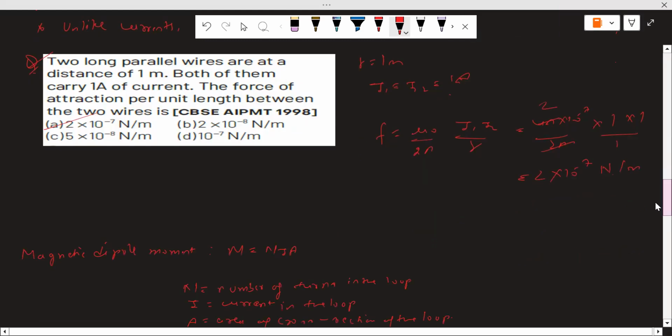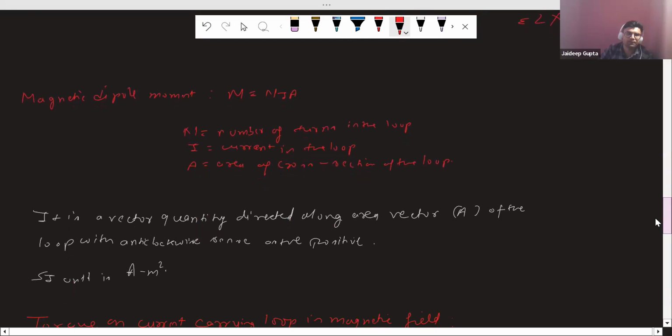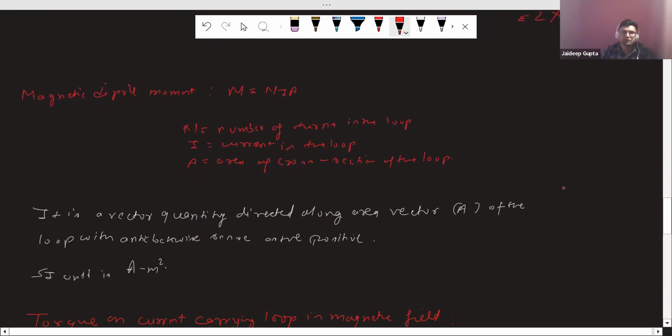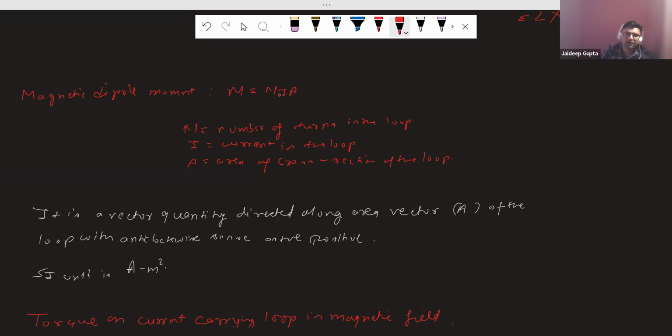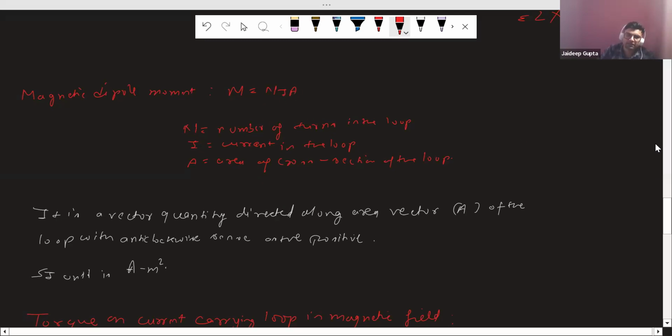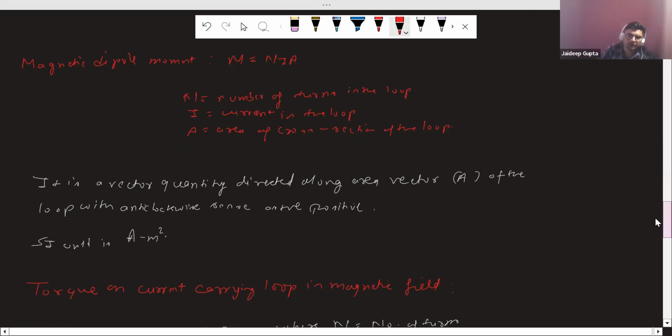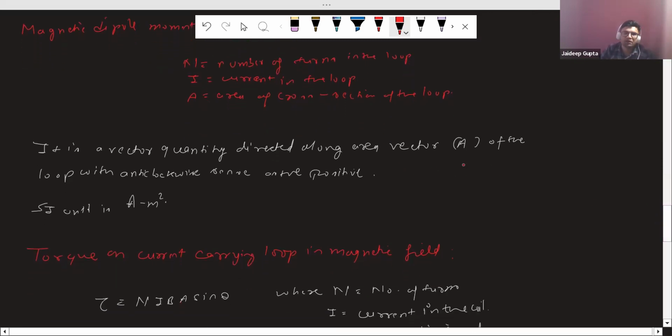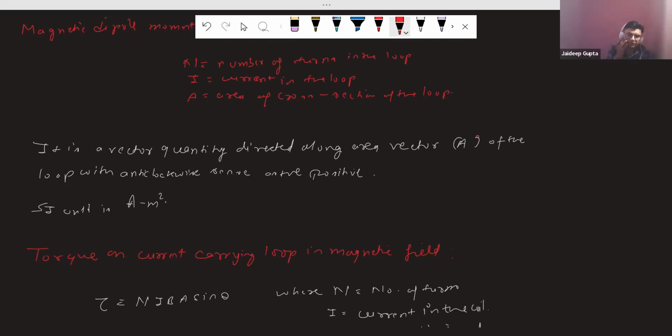So like currents attract and unlike currents repel. Magnetic moment is the product of current times area, times the number of turns. A is the area, I is the current, and N is the number of turns. It is a vector quantity, directed along the area vector. It means the area vector is perpendicular to the given surface. The magnetic moment will have the same direction. The unit is ampere meter square.